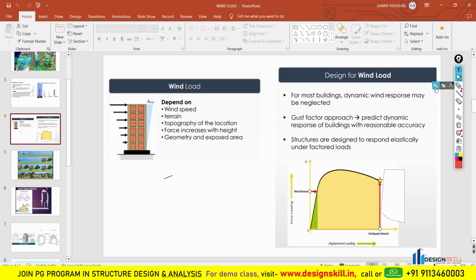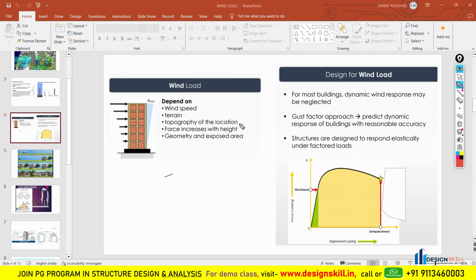Now the next thing I will explain to you is the topography of the locations. Topography of the location generally means the land configuration where the structure is going to be made. Whether it is hilly areas, plain areas, mountain areas, or nearby sea areas. So what is the land configuration on or near that particular structure.